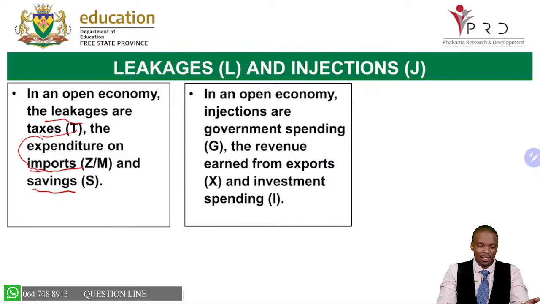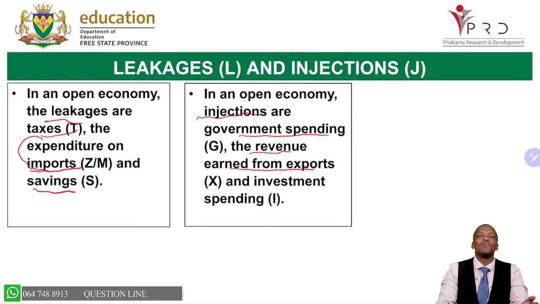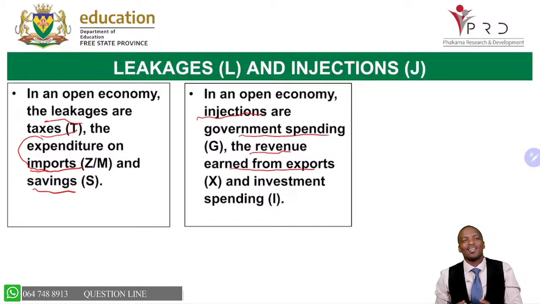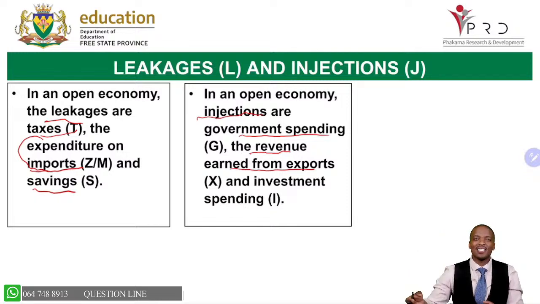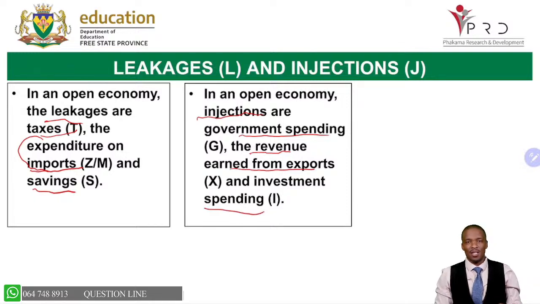On the other side, injections are the government spending. Look at how we put it: the revenue that is earned from what? From exports, not exports themselves. Exports are the physical goods that we as South Africans take to other countries. But what are we receiving? Money that is entering the economy that is going to circulate in the economy at the end of the day. Then again, we see investment spending.